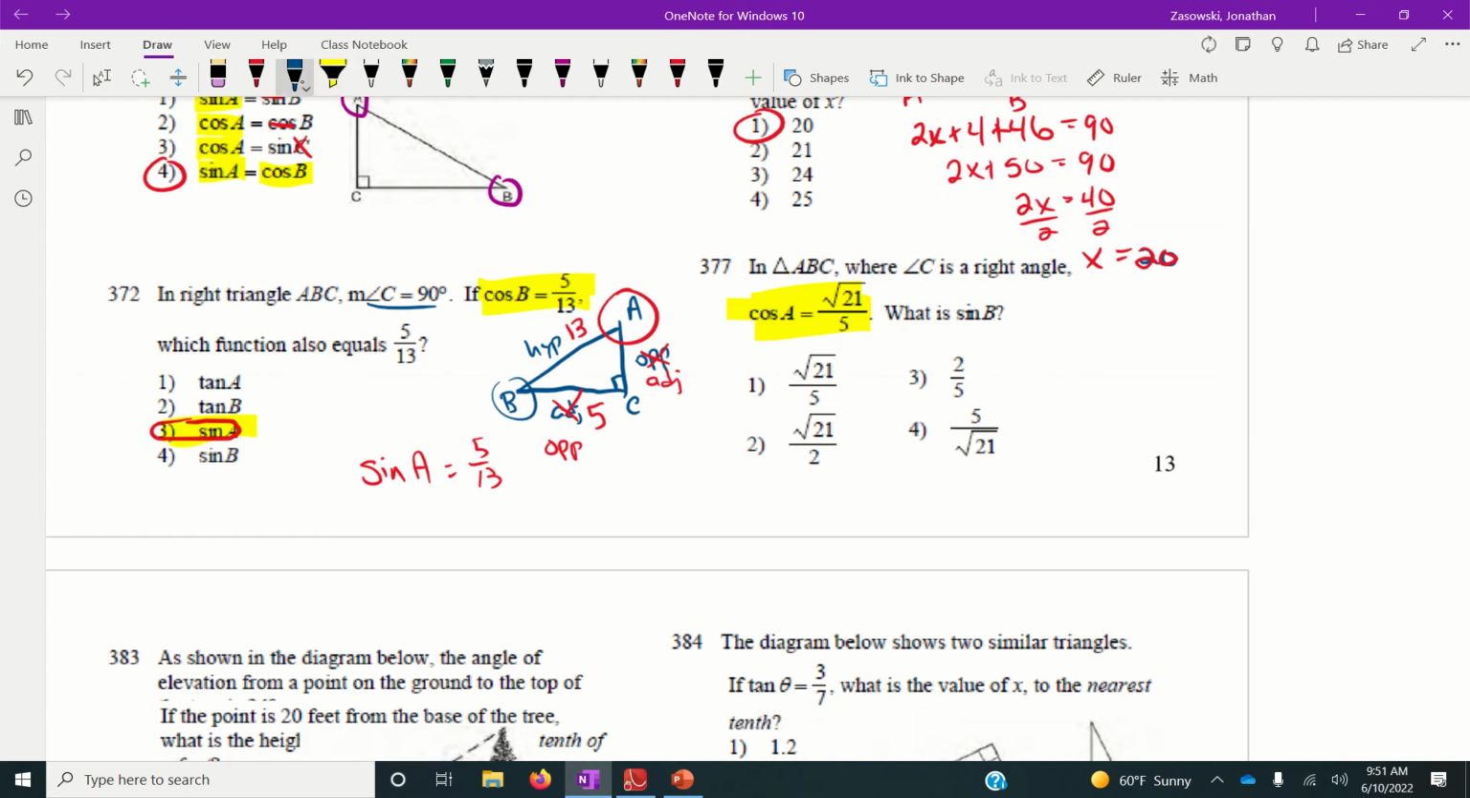Okay, question 377. Angle C is a right angle. So once again, we have to draw this out for ourselves. All right, we have A and B. The cosine of A, once again, cosine is adjacent over the hypotenuse, would be square root of 21 over 5. And we want to know what is the sine of B. Remember that the cosine of A is equal to the sine of B. So if we figure out where B is, the sine of B is opposite over hypotenuse. And so we are going to get the square root of 21 over 5 again. And that is our answer.